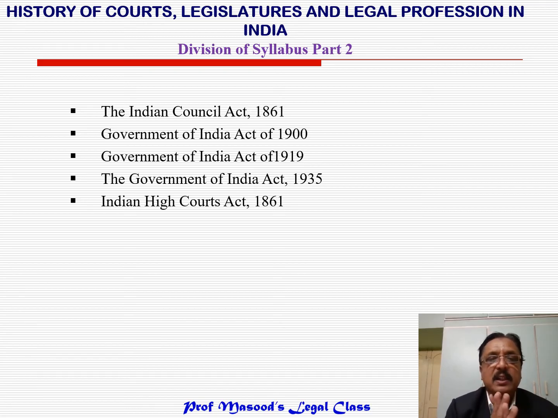We are dividing the syllabus into part 2. Under part 2, we have the central enactments. The first one, the Indian Councils Act 1861, will be covered in the syllabus. The second enactment is the Government of India Act 1909. Then the third one, Government of India Act 1919, the Government of India Act 1935, and the Indian High Courts Act 1861. So these are the enactments we have in part 2.